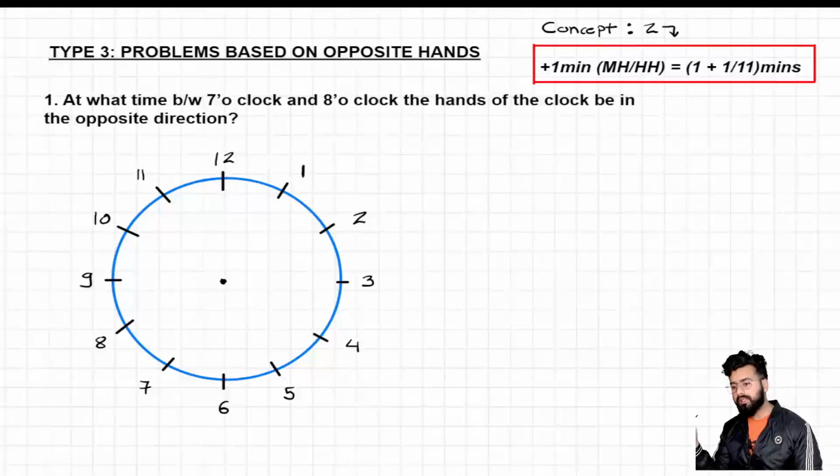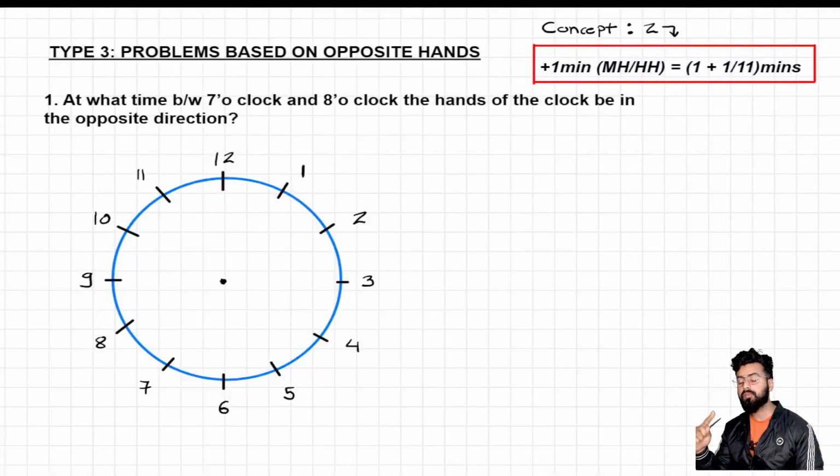Now here, if you compare this particular type with the previous one, type 2, where we saw problems based on overlapping, the only difference is in the condition. The condition is changed. Otherwise, the working methodology would be entirely same. The approach is going to be same. We are again going to use the same concept, concept 2.